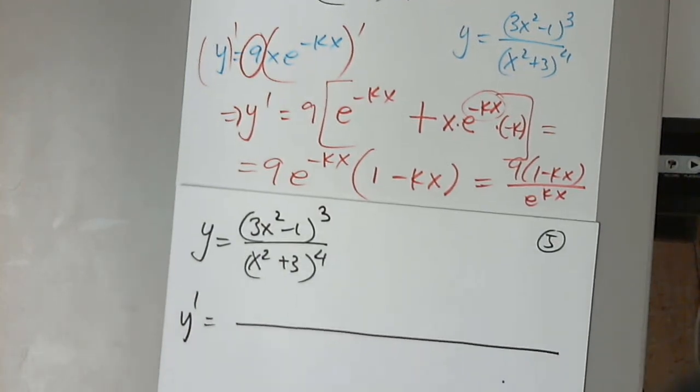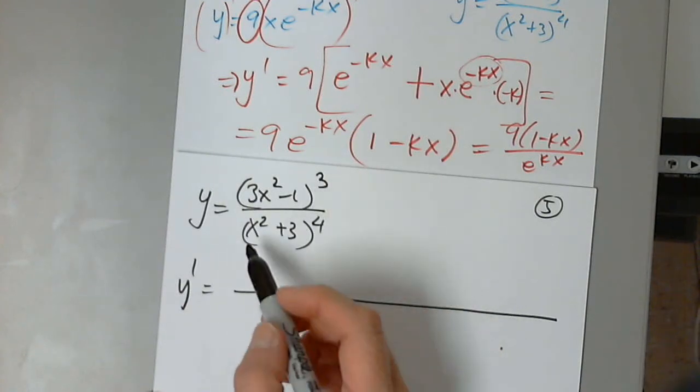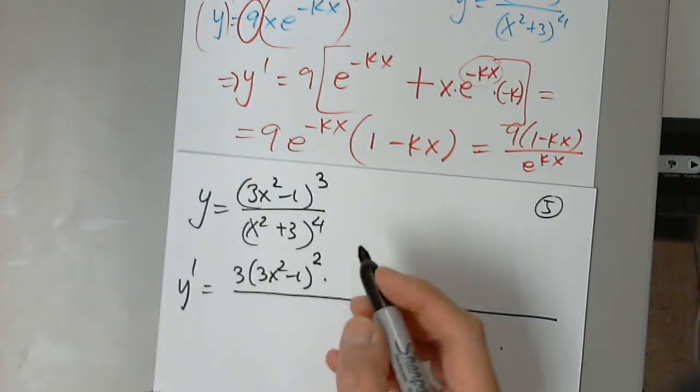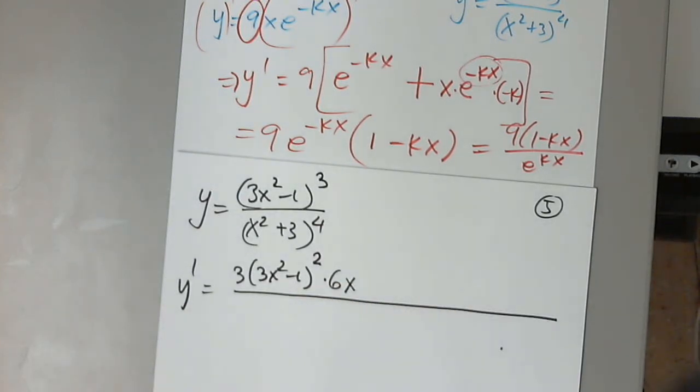We must use the quotient rule. When I differentiate the top, I get 3 times 3x squared minus 1 squared times 6x. If I miss the 6x, the whole thing collapses. I won't be able to get the answer. So I differentiate the function to the third power: I bring 3 down, I subtract 1 from the power, and I differentiate the inner function. Now I have to multiply by the denominator, and then minus.